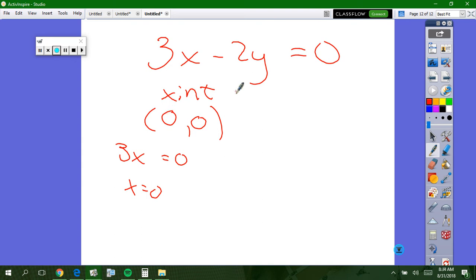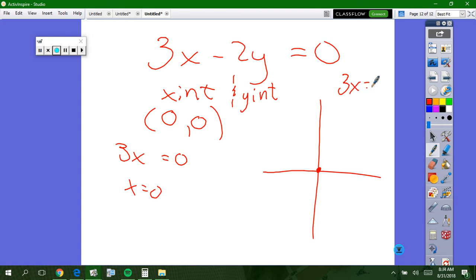That's a slight dilemma, isn't it? Right? Because it's my x-intercept and my y-intercept. So I do know it's going through the origin. That's what we call that, the origin. But is that enough points to go ahead and graph it? No. So what do I need to do if it's ever this case where if my x and y-intercept are both the same, I do need to go ahead and solve for y. Okay? So I'm going to go ahead and add the 2y over. So I have 3x equals 2y.